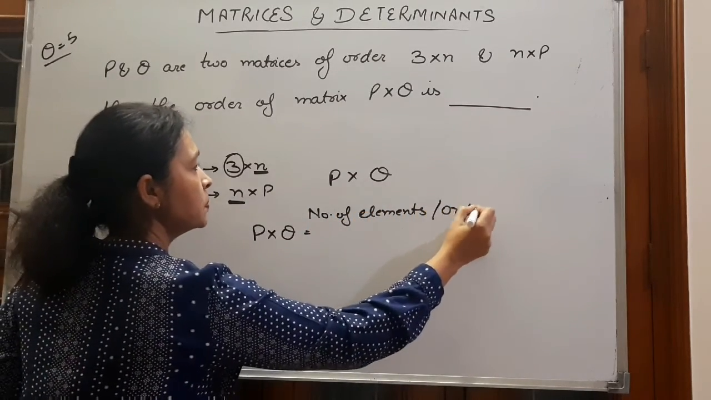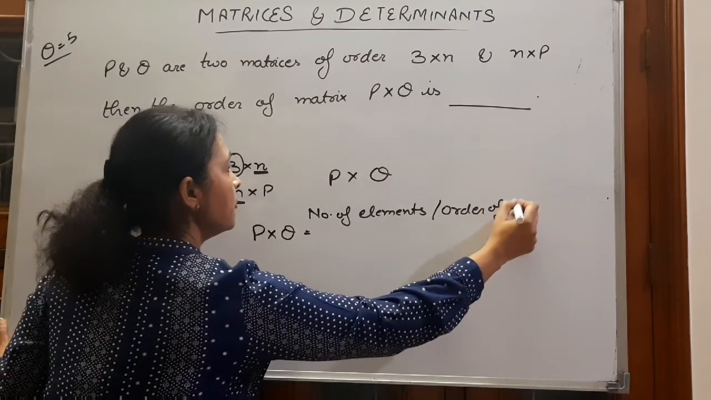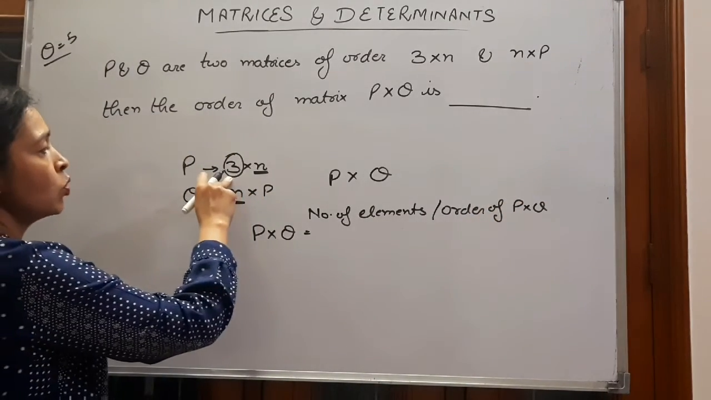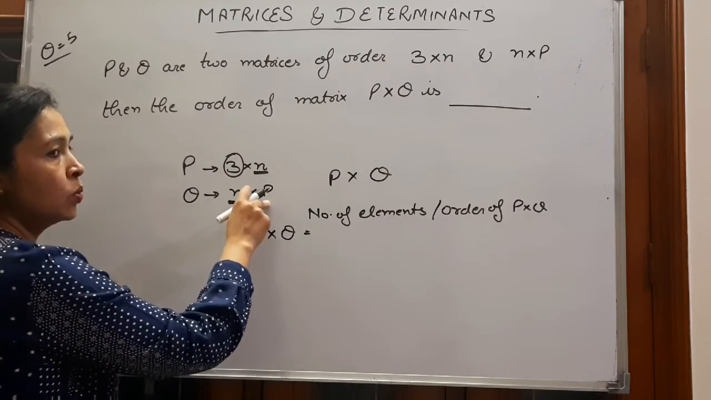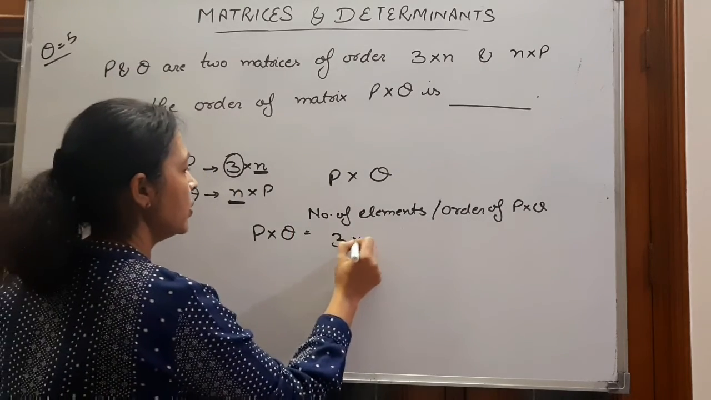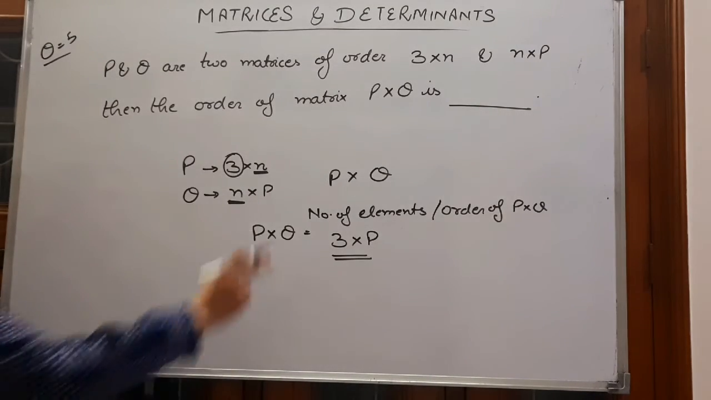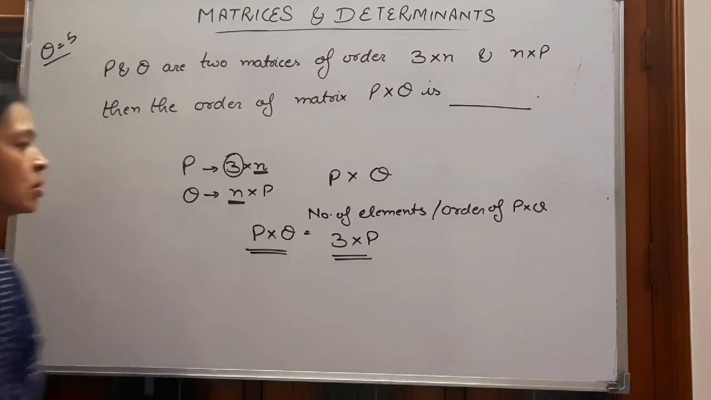The order of P cross Q will be the row of P into the column of Q, that is 3 into p. It will be the order of the P cross Q matrix.